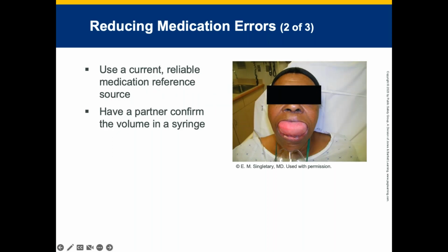For reducing medication errors, as you can see here with angioedema, use reliable medication reference sources whenever administering potentially unfamiliar medications, whenever an unusual dose or route of administration is being considered. Have your partner confirm the volume in a syringe or a weight-based medication calculation. I check every medication 3 different times before I give it to a patient, every single time, to make sure it's the right med, right dose, and why am I giving it, right? All the rights of right patient administration.